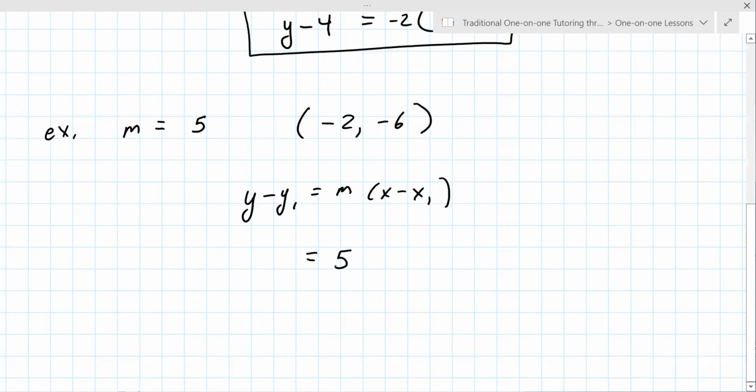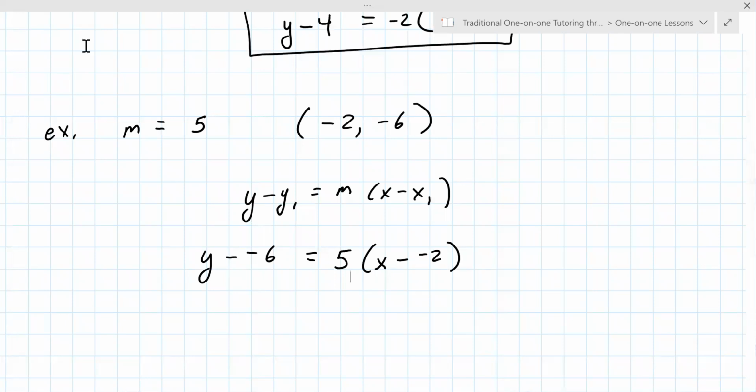Okay. So you'd put the -2. -2 goes in for x1, so it's x minus -2. And then you put the -6 in for y1. Now you might think, okay, I'm done.